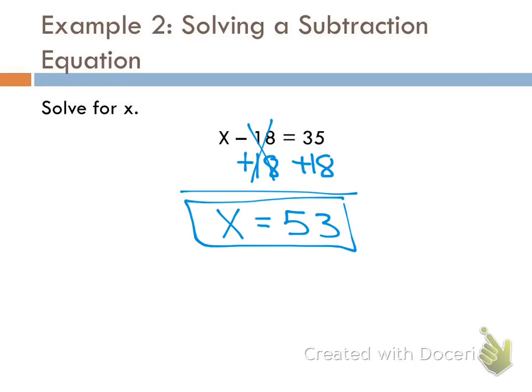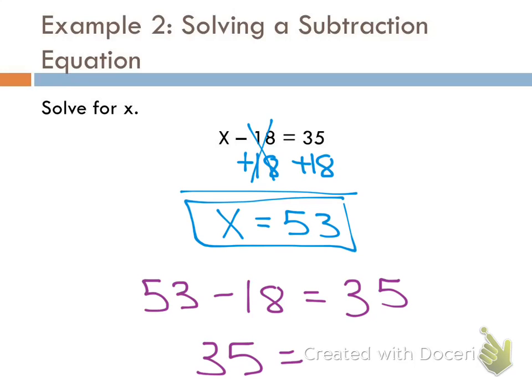Oh, what I was going to say is you can use your calculators in this chapter. All right, I know last chapter was no calculators, so from here on out you are allowed to use your calculators. All right, so now we plug it back into the original. And it is true that 53 minus 18 is 35. So I would say 35 equals 35, and it checks out. Okay, so x equals 53 was the answer. All right, any questions?